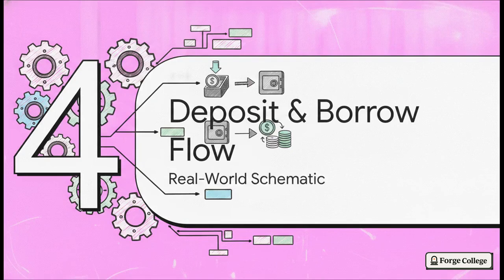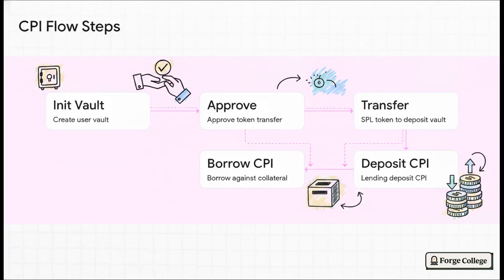Section 4. Deposit and borrow flow, a real-world schematic. All right, we've gathered all our parts. Let's actually apply this factory theory and design a deposit and borrow flow totally from scratch. Imagine a user wants to deposit tokens into a lending protocol and immediately borrow yield against that collateral. Here's the exact chronological sequence to do it safely in one fluid motion.